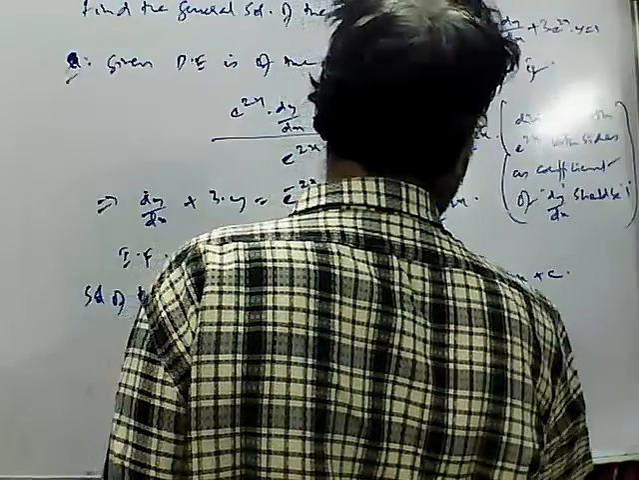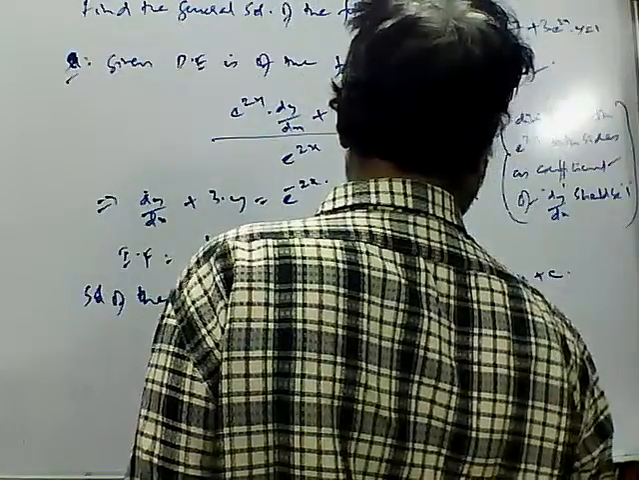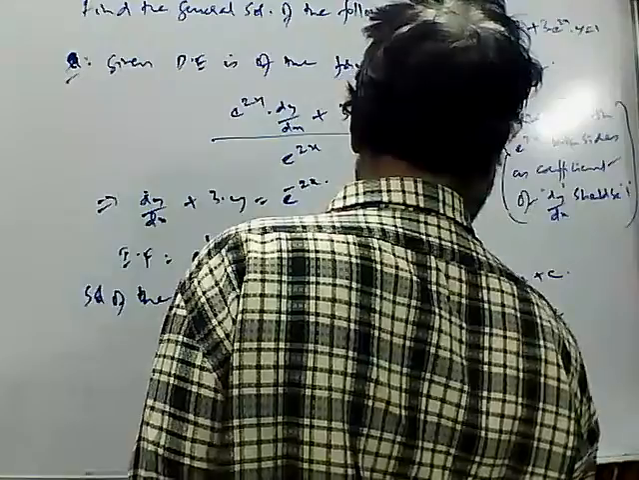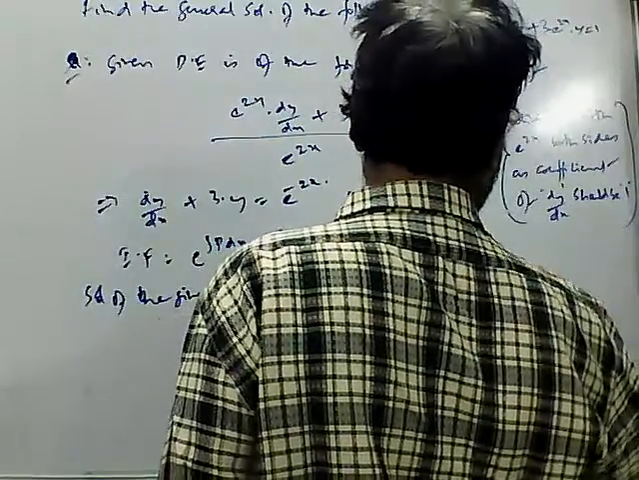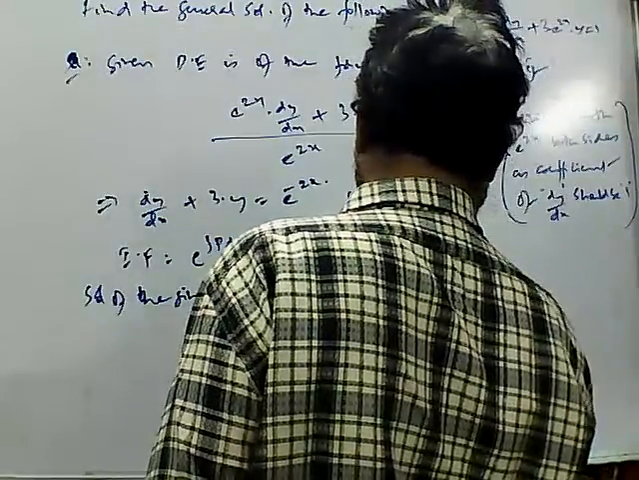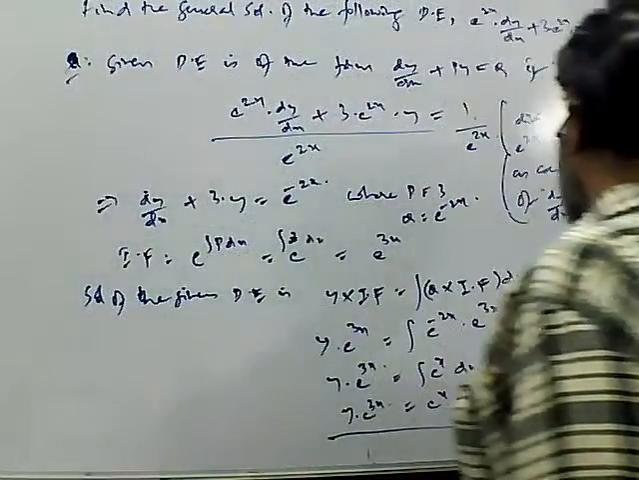y into e power 3x is equal to integral of e power minus 2x into e power 3x dx. That's it, which is equal to e power x. So y into e power 3x is equal to e power x plus c, which is the required solution.